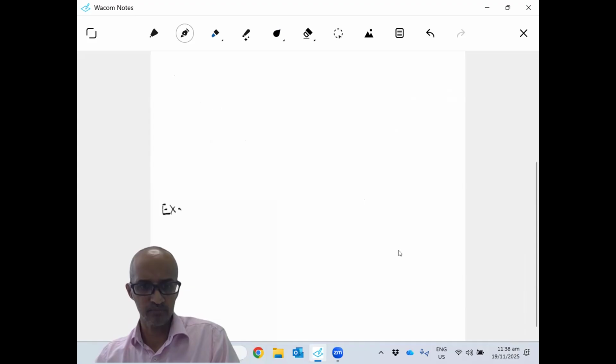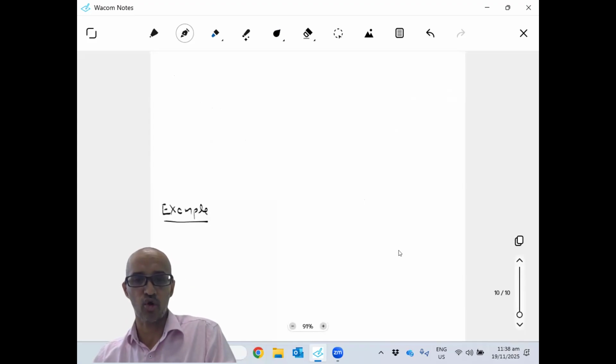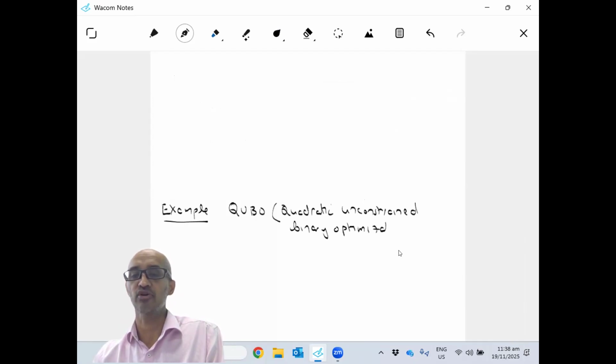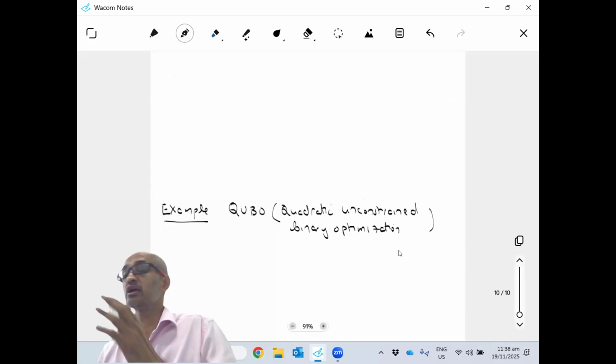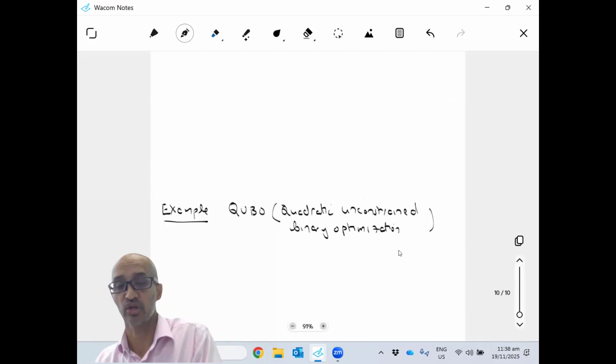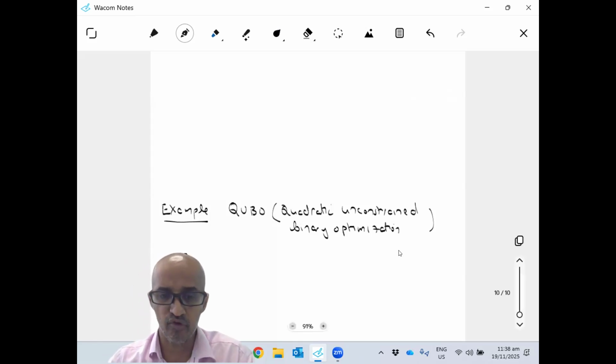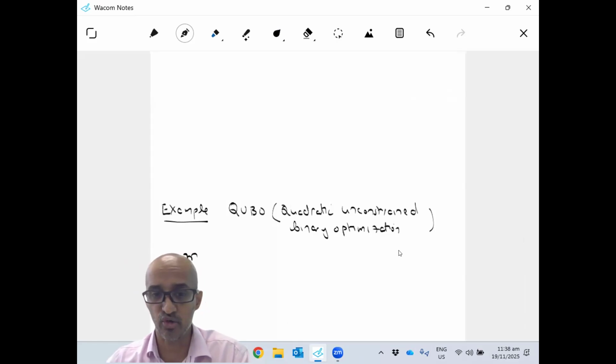So let's say here's an optimization problem. I'll give you just one example. It's called QUBO, quadratic unconstrained binary optimization. Again, this problem is of a lot of interest. It's computationally challenging, but a lot of people in different areas have worked on these classes of problems. So what is a QUBO? It's basically a problem of the following type. You have a matrix, and you want to minimize a quadratic function.